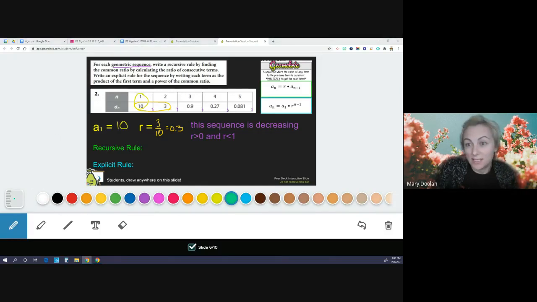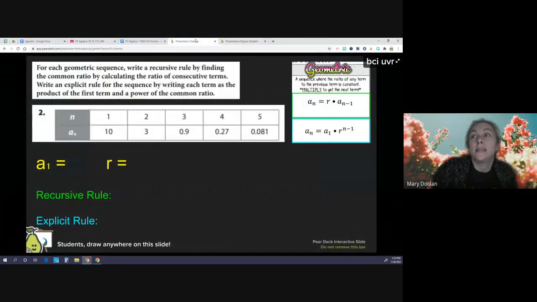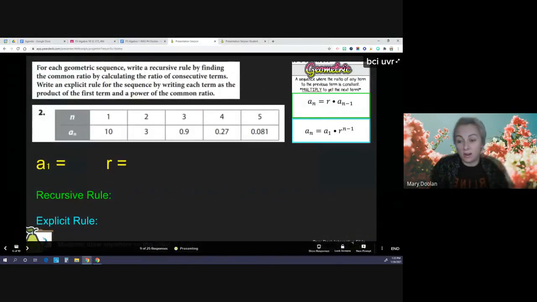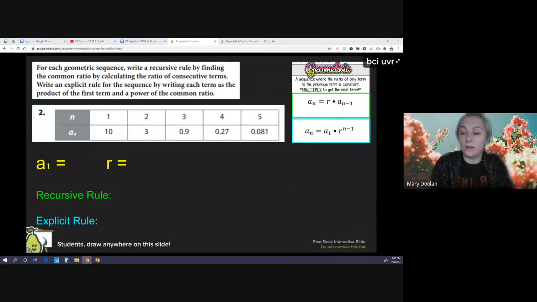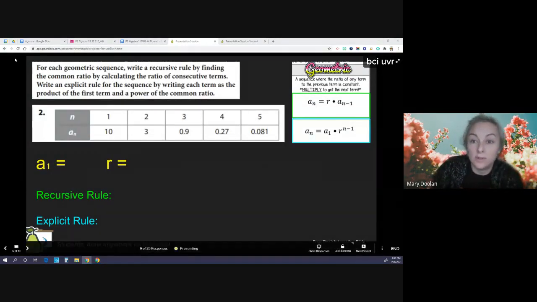I have a message in my chat. Code for Pear Deck, BCIUVR. Somebody asked for the code.